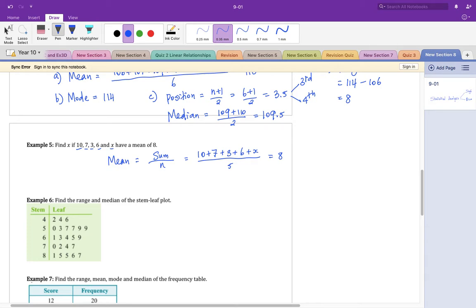How do I solve this equation? I think right now it looks complicated, but there are things that you can easily combine, which are the numbers 10, 7, 3, and 6. So you combine them, it will be 26 in total, plus x over 5. That's equal to 8. So now I can times both sides by 5. 8 times 5 is 40. So x is equal to 40 minus 26, which is 14. So that's your answer. When in doubt, you can always put it back into the equation and see if it holds.